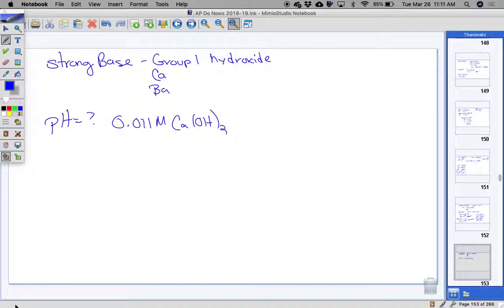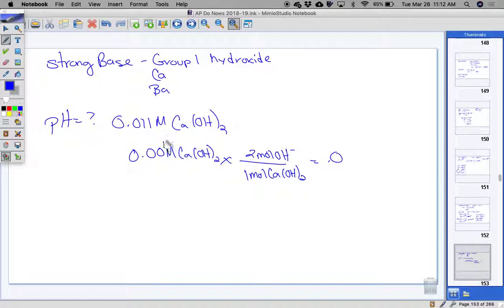All right, well, we can't stick it straight into the pH equation. What are we going to do? Find the molarity of the hydroxide. What's the molarity of the hydroxide? You have to multiply it by 2. Why do we have to multiply it by 2? Because there's 2 of them, right? For every calcium hydroxide, you have 2 moles of OH minus. So, 0.022 molar OH minus.